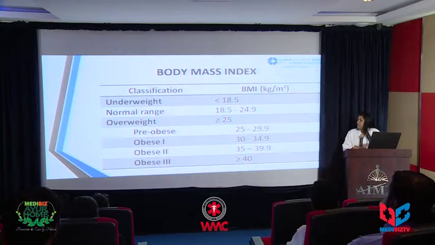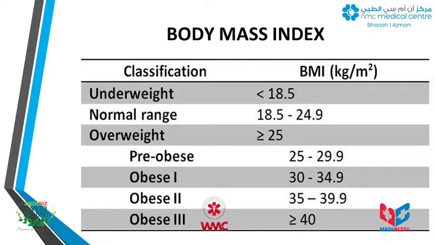It is further classified into underweight and overweight. The normal range of BMI is 18.5 to 24.9, below which is underweight, above which is overweight. Overweight is further classified into pre-obese, obese class 1, 2, 3. Pre-obese is 25 to 29.9. Class 1 obesity is 30 to 34.9. Class 2 obesity is 35 to 39.9, and anything above 40 is morbid obesity. So friends, please check your BMI today and please be aware where you stand.